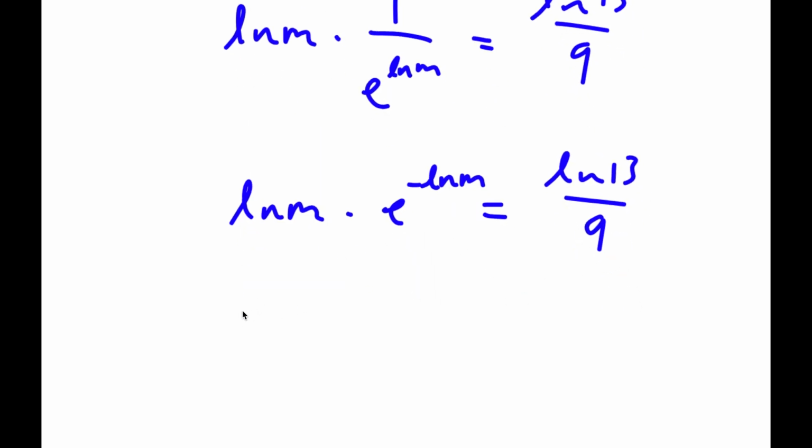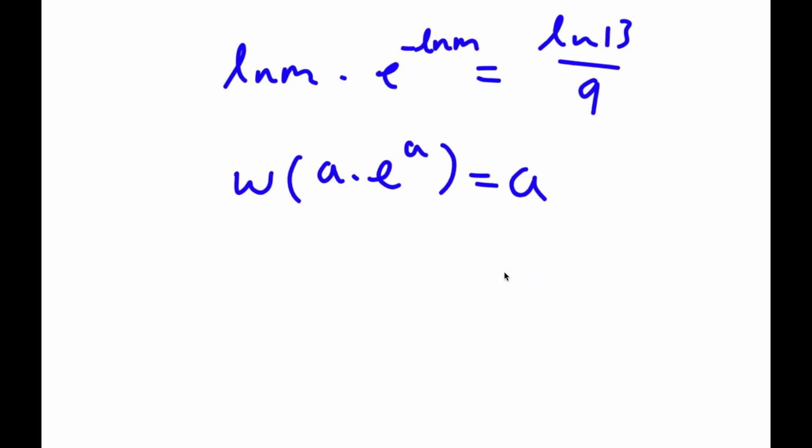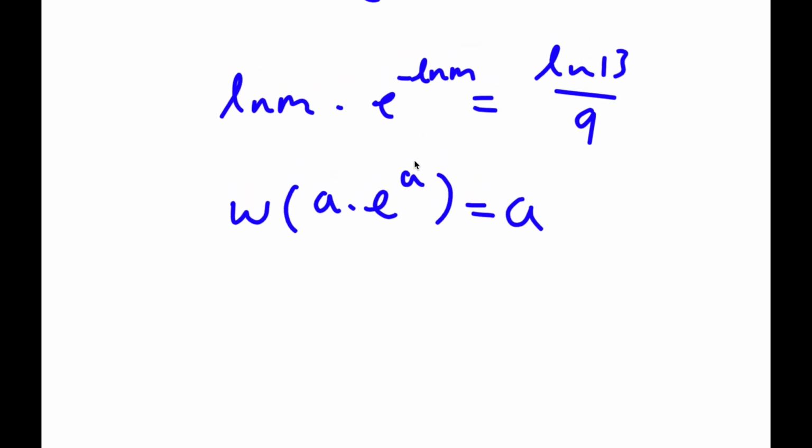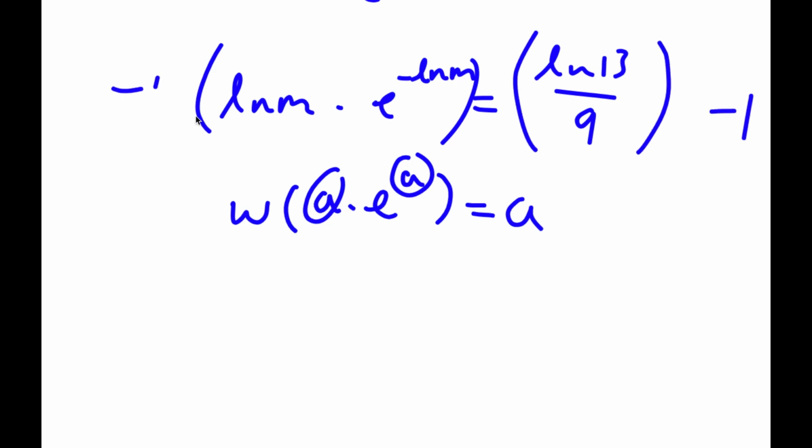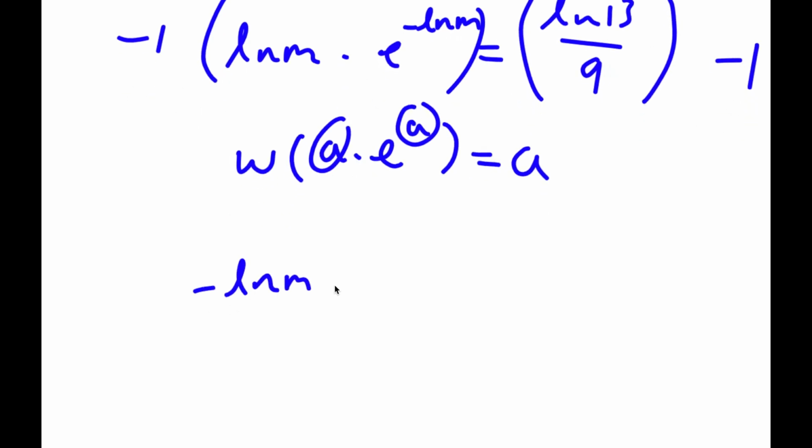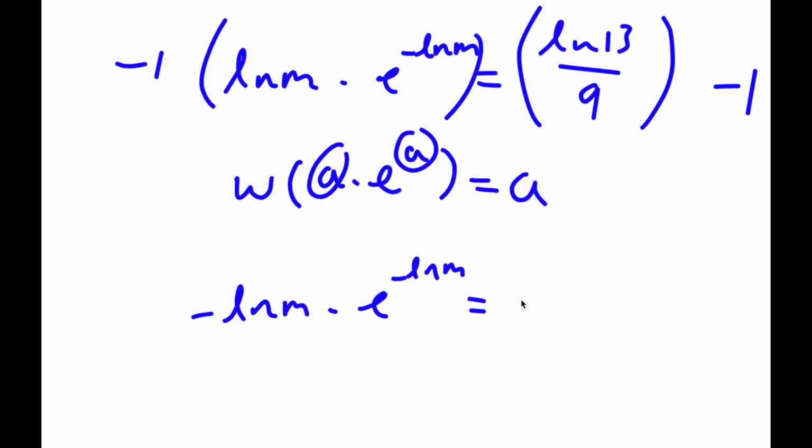Now, if I take the Lambert W function of something in the form a times e to the power of a, this is equal to a. So what I'm going to do is multiply both sides by -1 first, because we want a and a over here to be the same. Right now, this is negative ln m, and this is positive ln m. So if I multiply both sides by -1, I get negative ln m times e to the power of negative ln m is equal to negative ln 13 over 9.